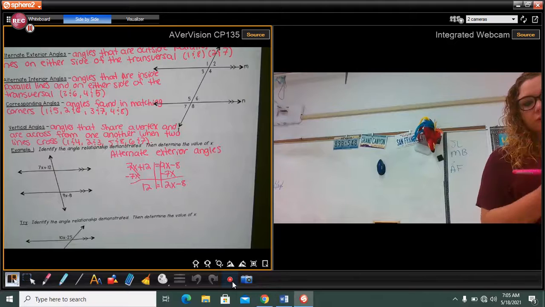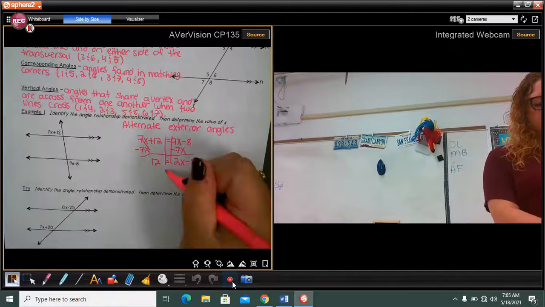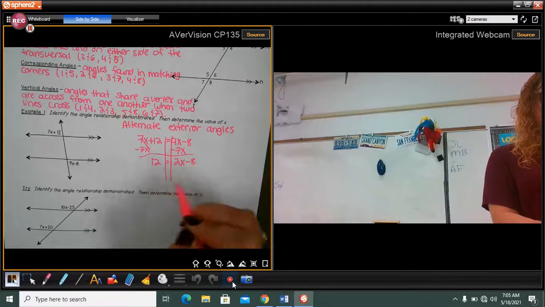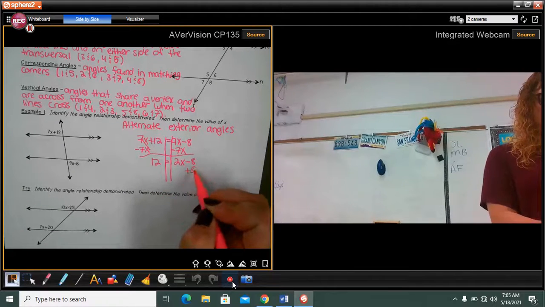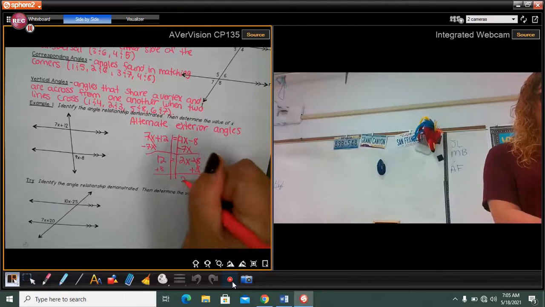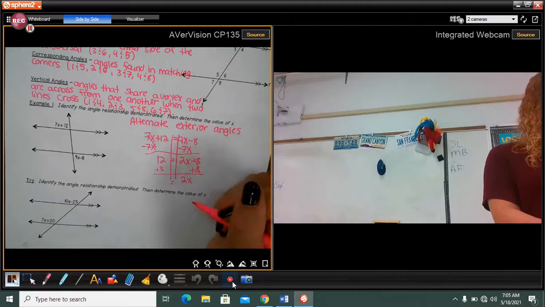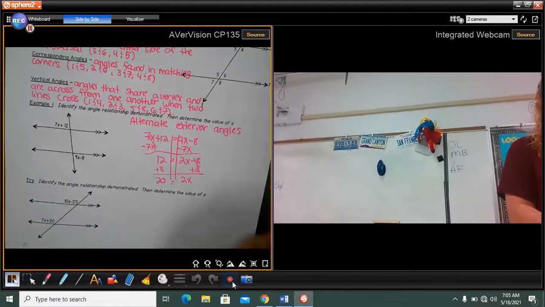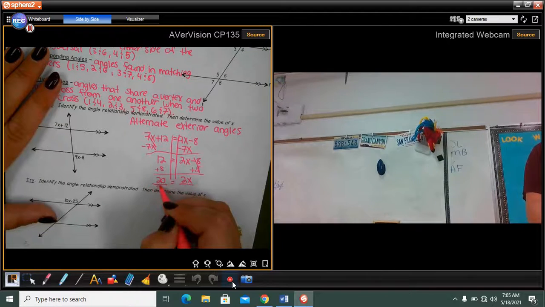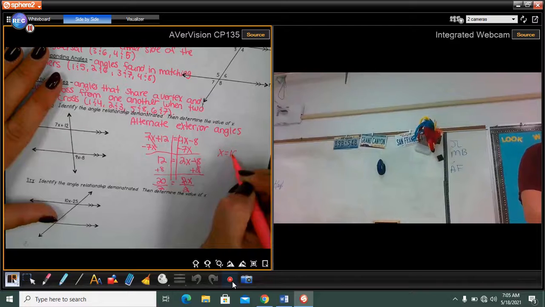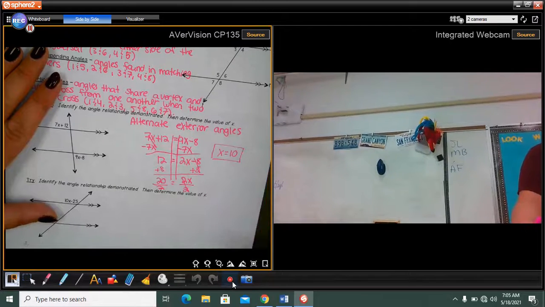Now this is a two-step equation, and you always want to undo adding and subtracting first. So to move this 8 over, I have to do the inverse, which is adding. So I'm left with 2x equals 12 plus 8, which gives me 20. And then I'm going to divide by 2, and x is going to give me 10. And this is my answer.